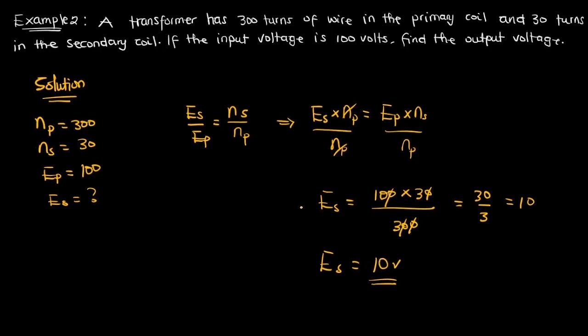And like I said, obviously the output voltage is smaller than the input voltage. So it's 10 to 100. So it is a step down transformer, like I said, and this proves that my answer is indeed correct. All right, let's have a look at one final example.